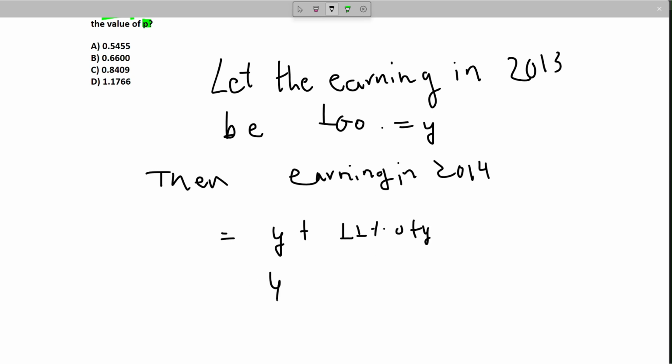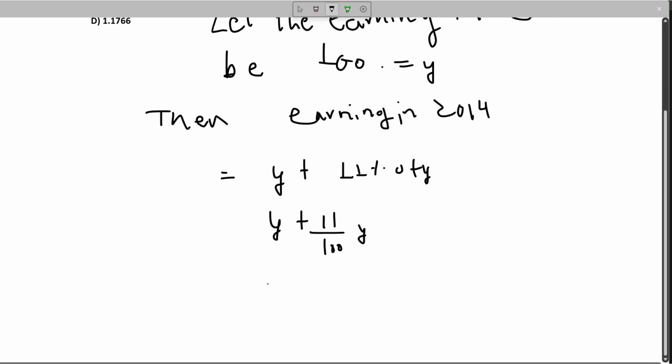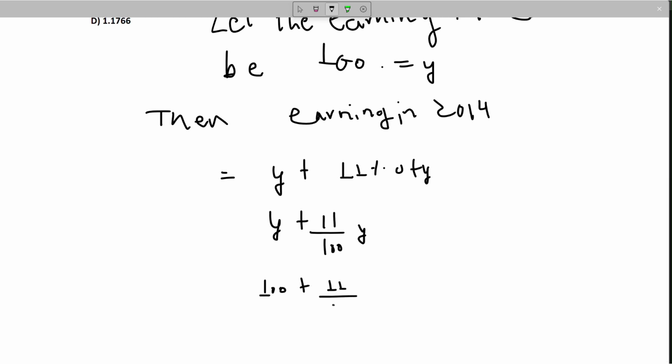So this is equal to (1 + 1/100) y... or rather y plus 11/100 times y, and if we put the value of y, then 1.11 times 100 is equal to 111. So this is the earning in 2014.